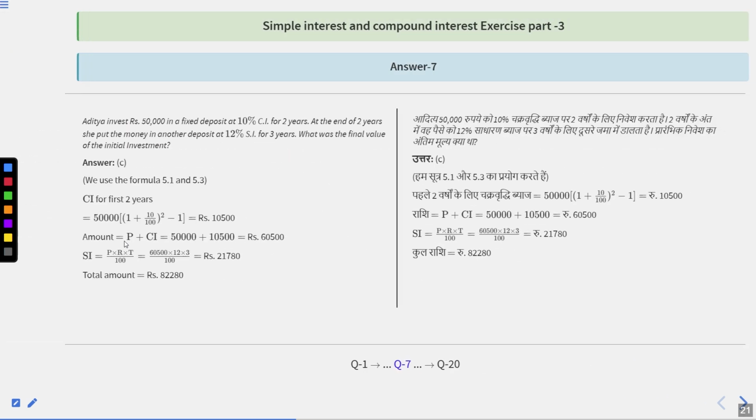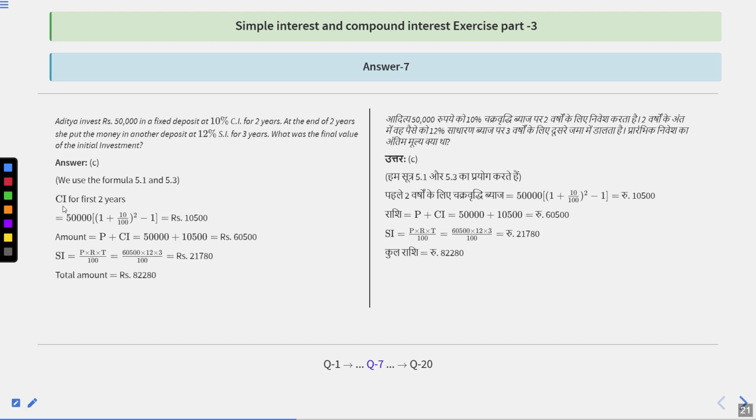Time's up. Let's see the solution. The compound interest for the first 2 years, using the formula principal into 1 plus rate of interest, which is 10% upon 100, whole square, minus 1, becomes 10,500. The question says this amount becomes the new principal for 12% simple interest. So what will be the total amount? Principal plus compound interest: principal was 50,000, compound interest is 10,500. When we add it, we get 60,500.